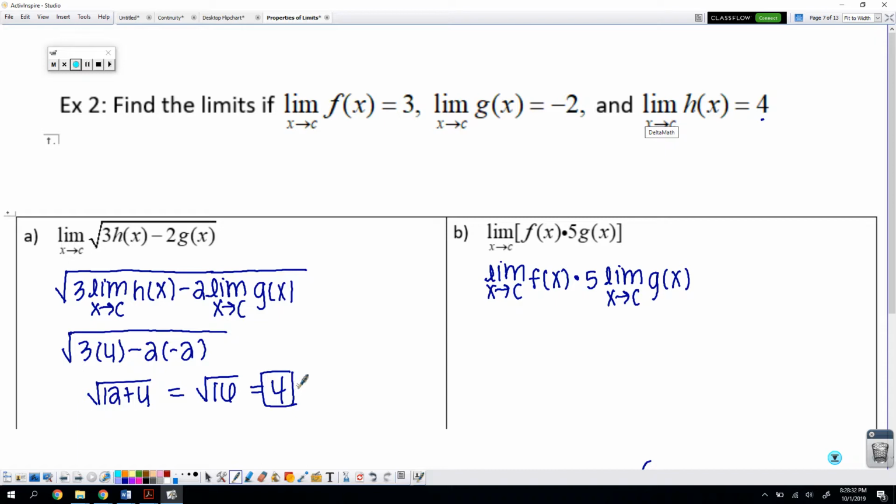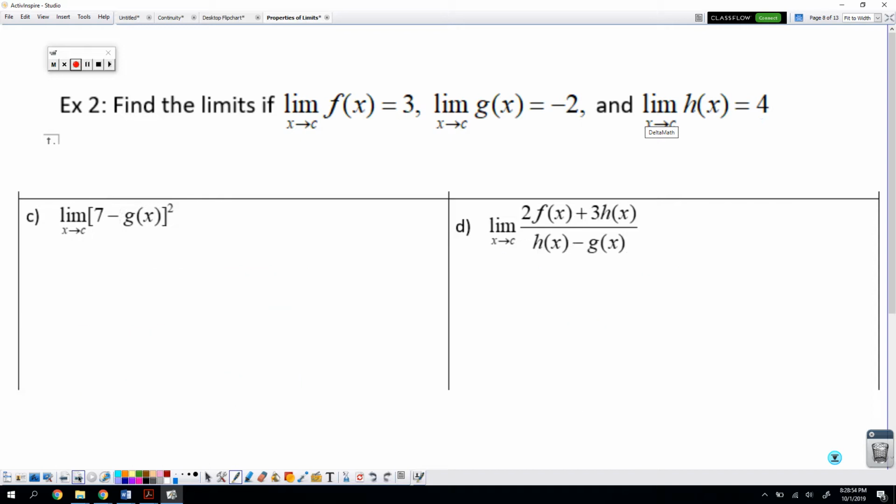Alright, now we're going to do the same exact thing for letter B by just plugging in. It says limit as x approaches c of f of x is 3. So this becomes just 3 times 5 times g of x is negative 2. So we get negative 30. Okay? So I'm going to go ahead and pause and rewrite.